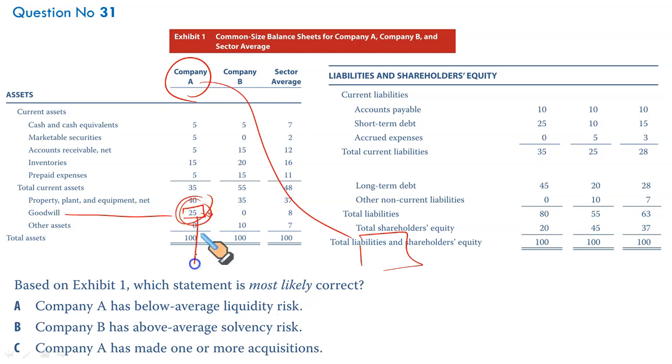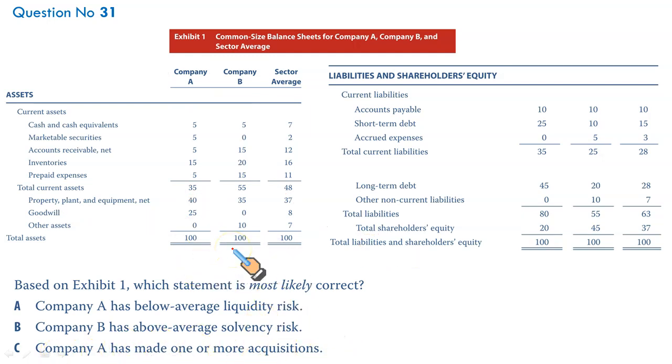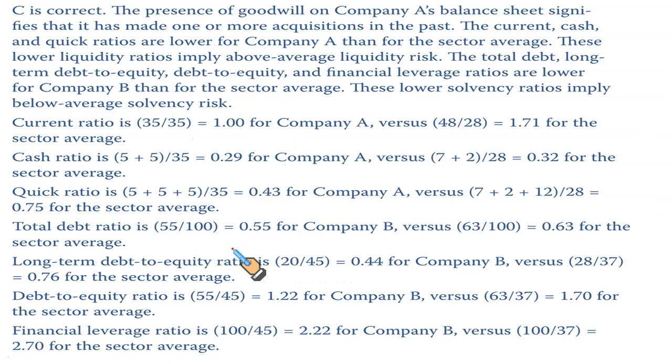because goodwill on the parent is reported as a single number. So it might have acquired many subsidiaries and a single goodwill is reported, because goodwill on the parent's consolidated balance sheet is reported as a single number. So this single goodwill could be because of many subsidiaries. So company A has made one or more acquisitions and goodwill is the result of those combinations. So that makes C the correct option, and we'll discuss it later.